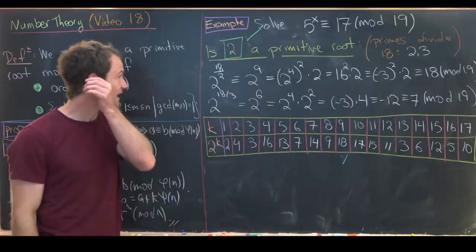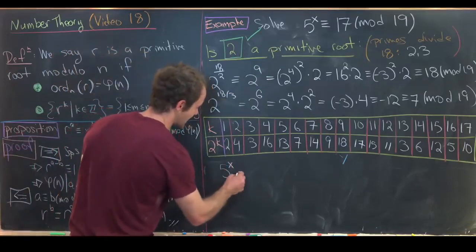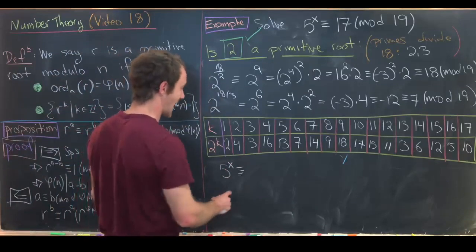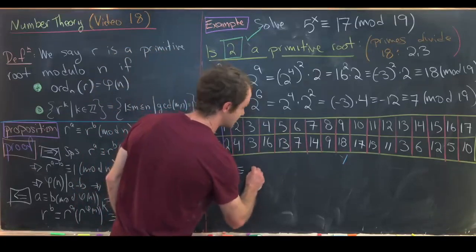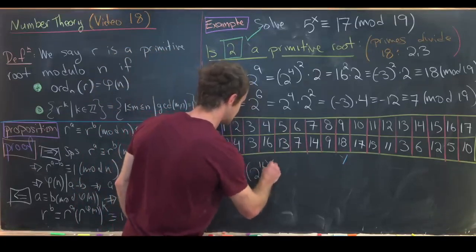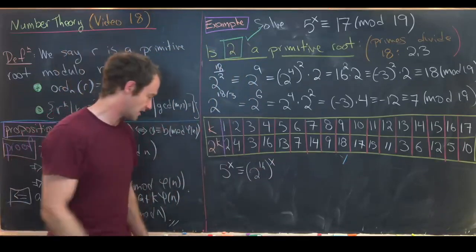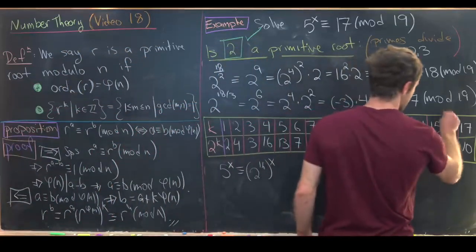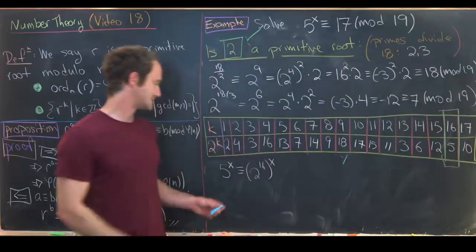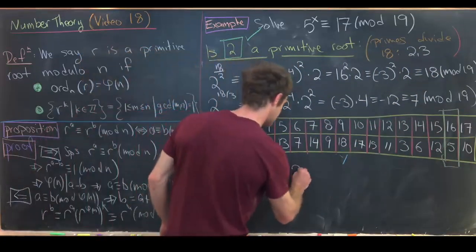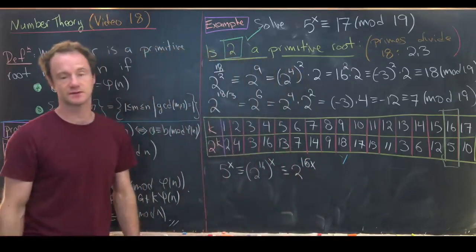We want to solve 5 to the x is congruent to 17 mod 19. So notice 5 to the x can be rewritten as, well, let's see where 5 is a power of 2. It's going to be 2 to the 16 to the x. Again, that's from our chart here. We're honing in on this portion right here of our chart. But notice that's the same thing as 2 to the 16x using exponent rules.